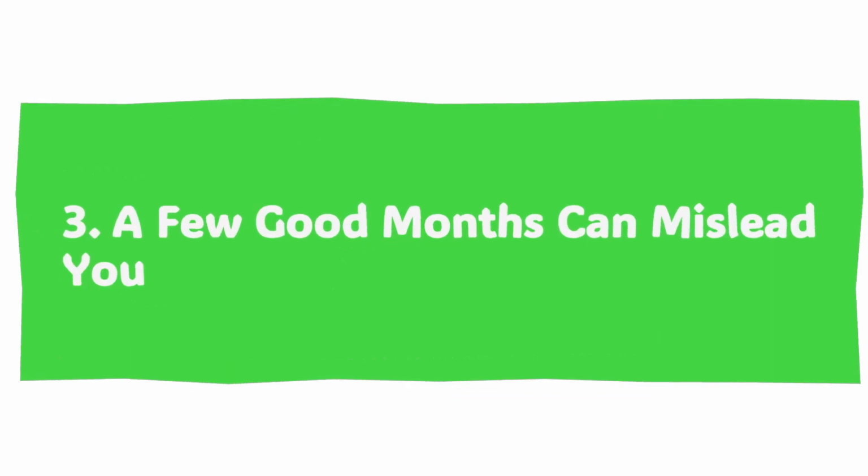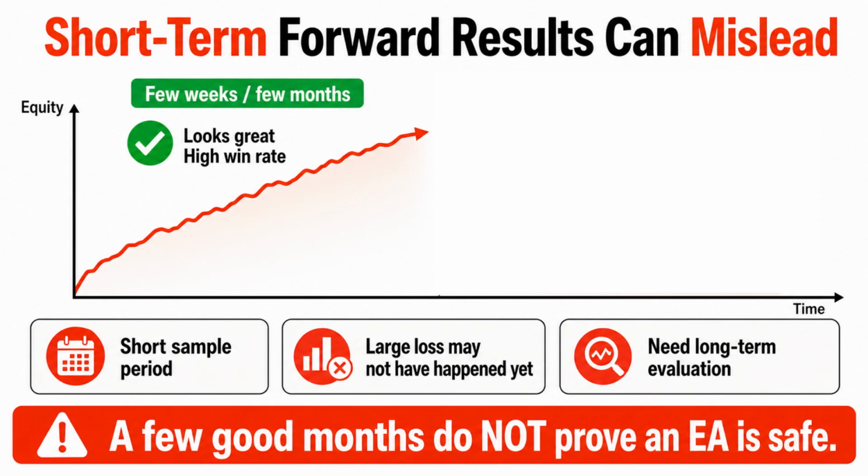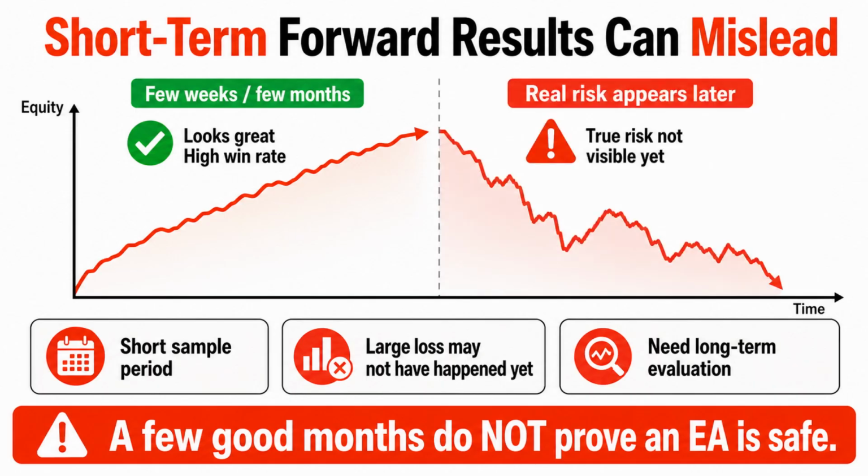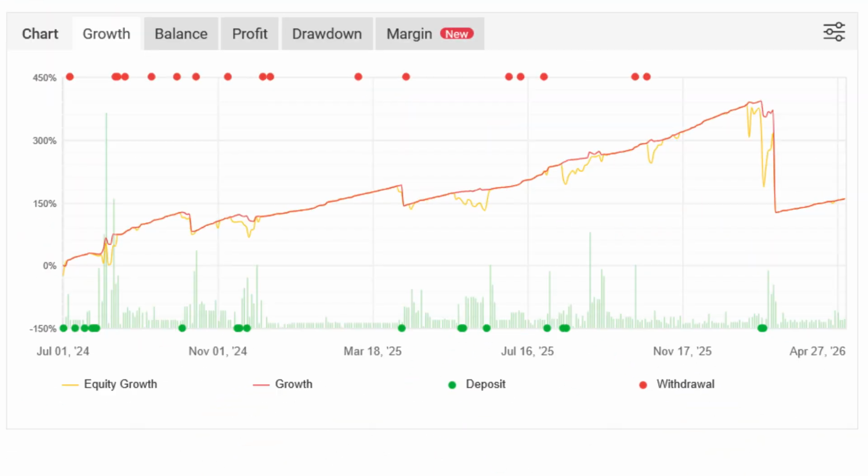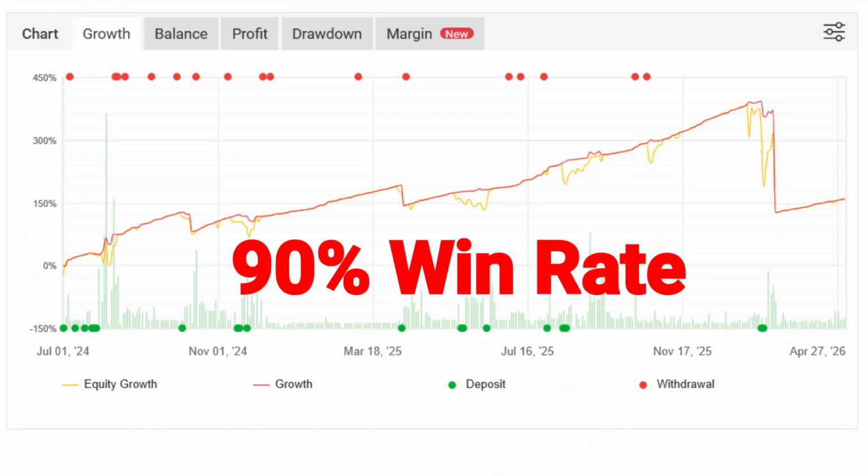3. A few good months can mislead you. The third reason is judging an EA by short-term forward results. A forward test is closer to real trading because the EA is running in the actual market. But judging an EA only by a few weeks or a few months of forward results is dangerous. As you can see here, even an EA with a win rate above 90% can later collapse. A 90% win rate sounds very attractive, but a high win rate and low risk are not the same thing.